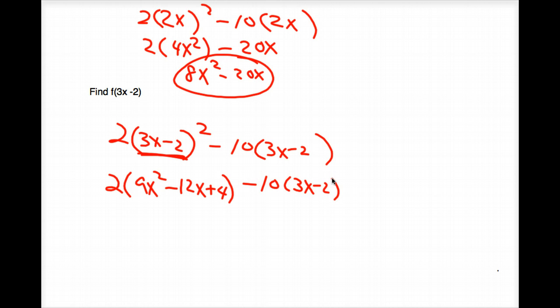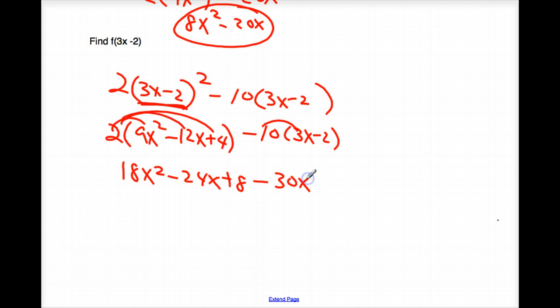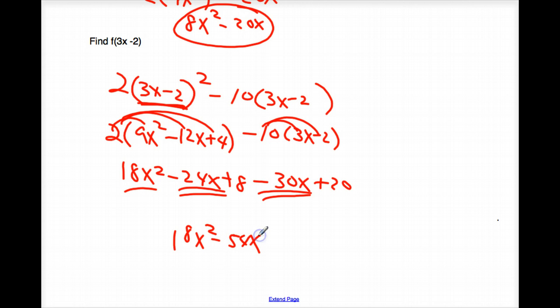We've got some distributing to do. Got to distribute twice. 2 times 9x squared is 18x squared. Negative 24x, positive 8. Distribute the negative 10, I get negative 30x. And careful here, I get plus 20. Negative times a negative is positive. Add like terms, nothing goes with the 18x squared. 24, negative 30 gives me negative 54x. And then the 8 and 20 give me 28.